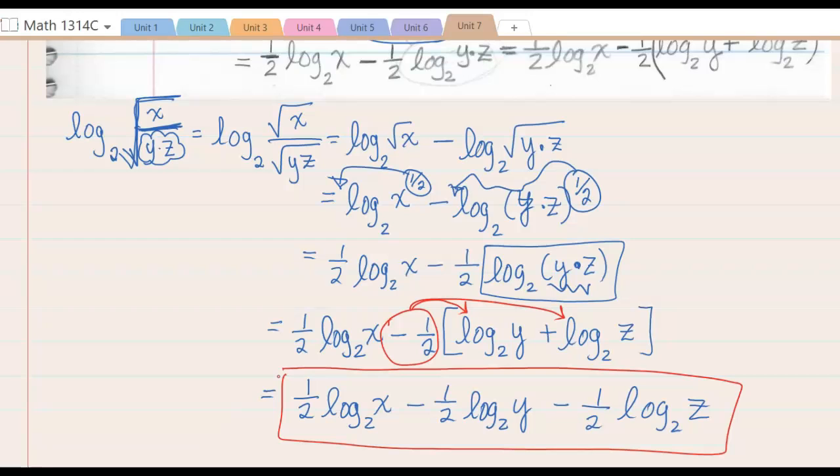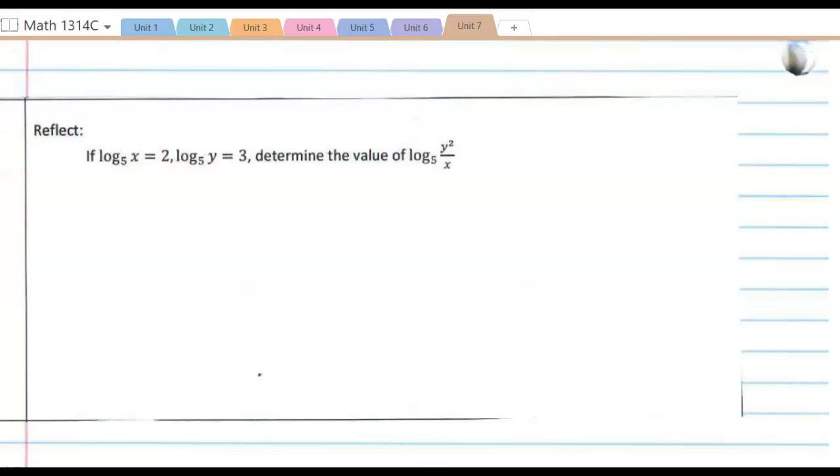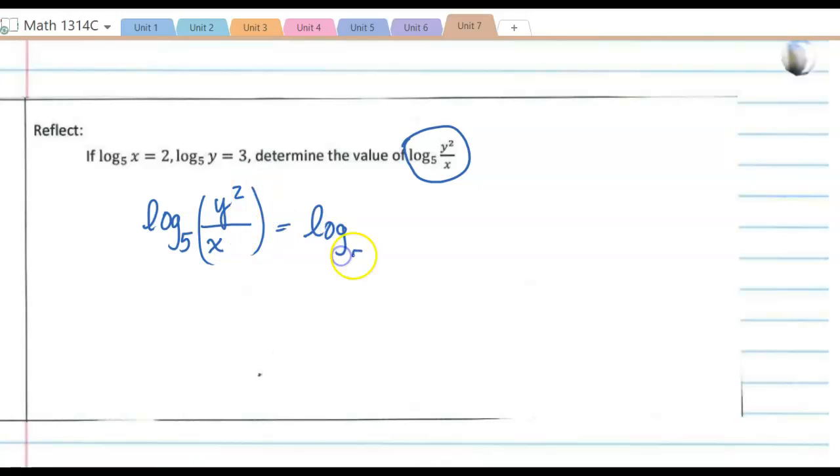I'm going to go back to the reflect for this lesson so that you can see how we can use these properties to solve that. So let's change this into simple logs. In other words, we have the log of base 5 of y squared over x. So we have a quotient, so I'm going to rewrite this as the log of base 5 of y squared minus the log of base 5 of x.